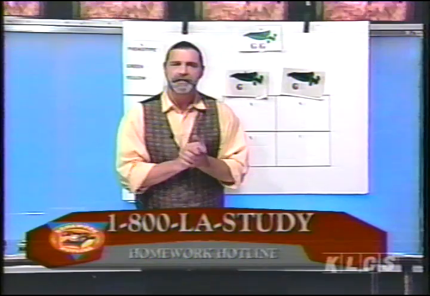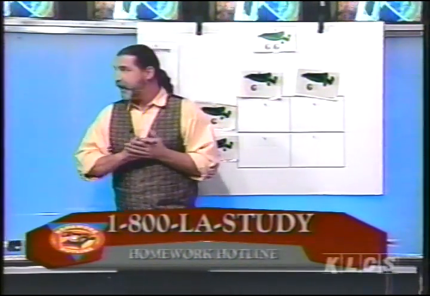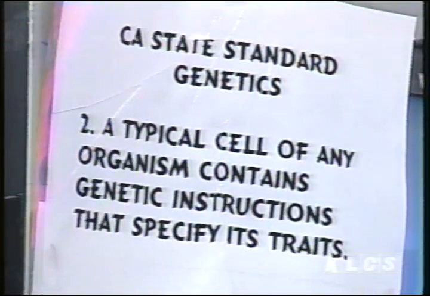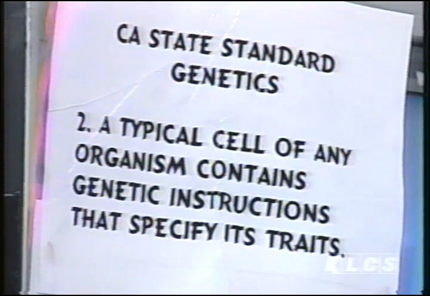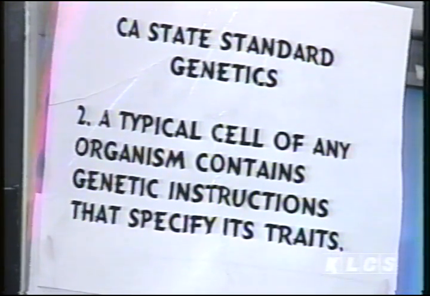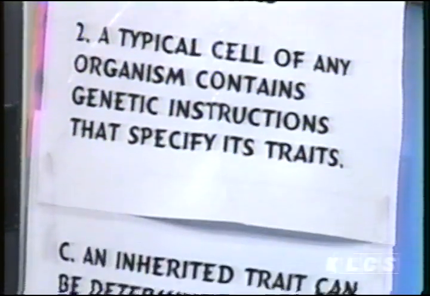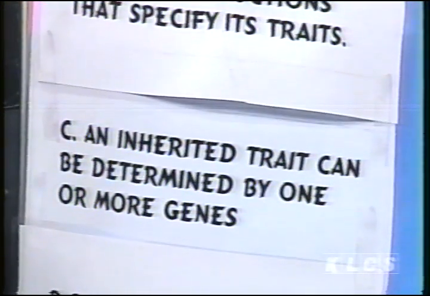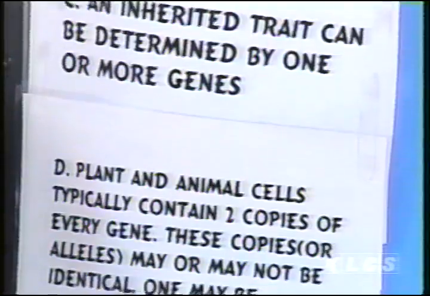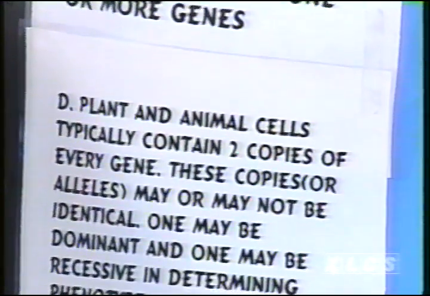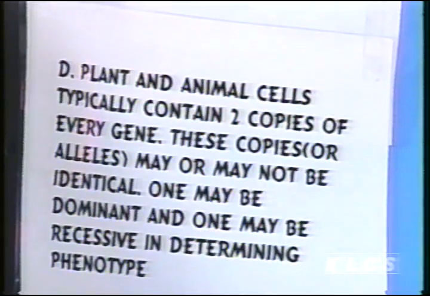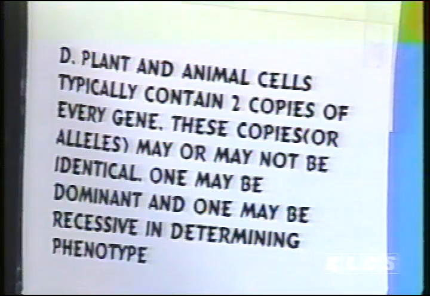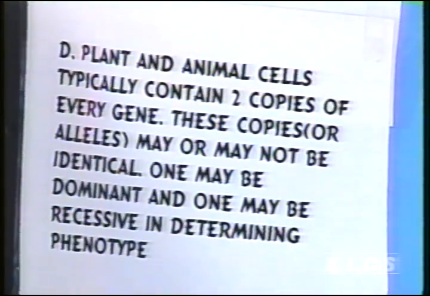And the California state standard that we are dealing with today is a standard about genetics, and it states that a typical cell of any organism contains genetic instructions that specify its traits. And it goes on to say that an inherited trait can be determined by one or more genes, and that plant and animal cells typically contain 2 copies of every gene. These copies, or alleles, may or may not be identical. One may be dominant and one may be recessive in determining the phenotype.